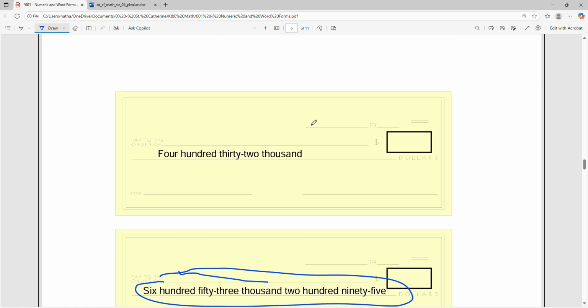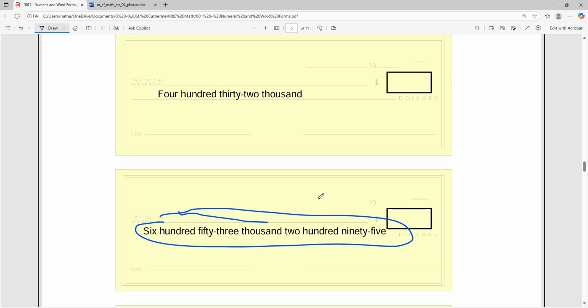This is normally what you would do on a check. You're going to write the date here. So today is September 7th. And it's not 19 anymore. And here we put the year, 2025.